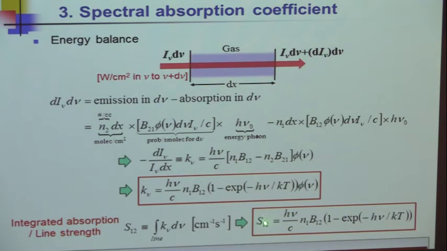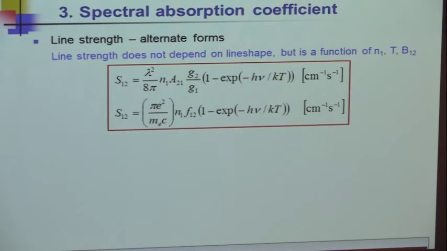So the strength is really the integral of the absorption coefficient. If B is 0, or the number density is 0, there's no absorption, there's no emission. So the strength does not depend upon the shape. The spectral absorption coefficient depends upon the shape, but not the strength.